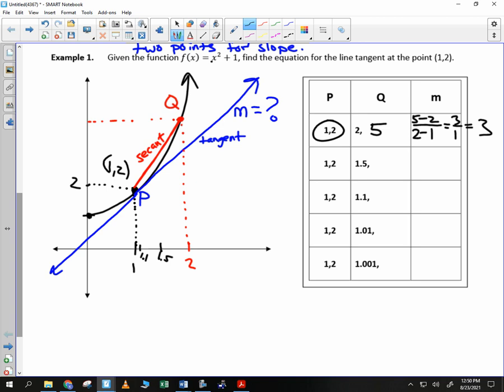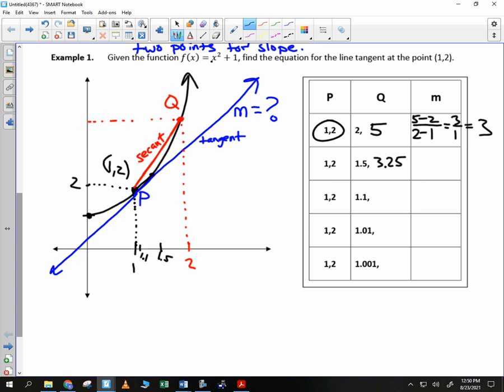So suppose instead of going all the way over to 2, suppose I went to 1.5. As I slide Q to right there, wouldn't you agree that the slope of the black line is much closer to the slope of the blue line? Those are getting close, aren't they? So hopefully we come up with a better estimation. All right. We still have our point, 1, 2. Our second point, we have an x value of 1.5. How do we find the y value? Plug it in. 1.5 squared is 2.25. Plus 1 is 3.25.